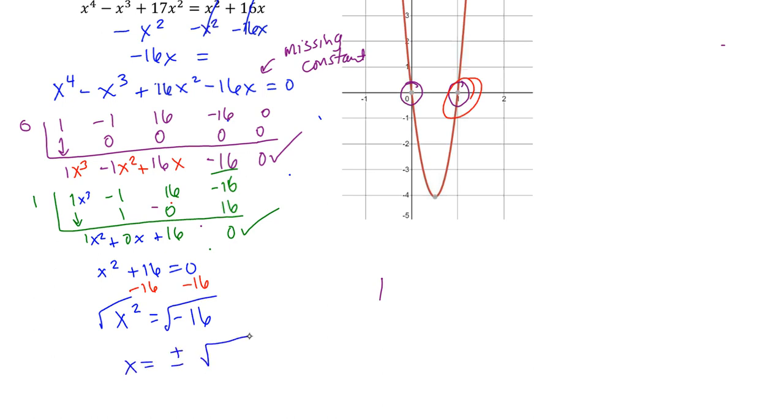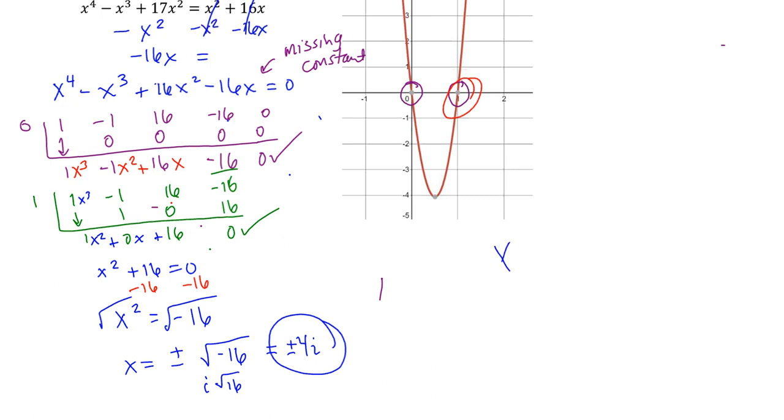x equals plus or minus square root of negative 16. All right. We've got a negative. That means there's going to be an i. Then we've got the square root of 16, which is 4. And 4 goes out there in front of the i. So these are my other two answers.